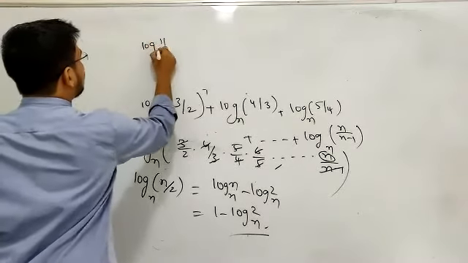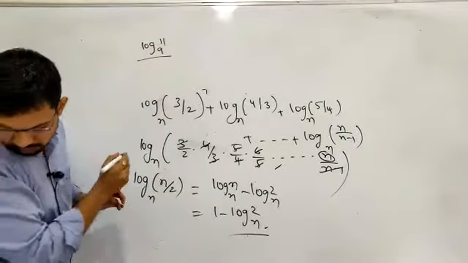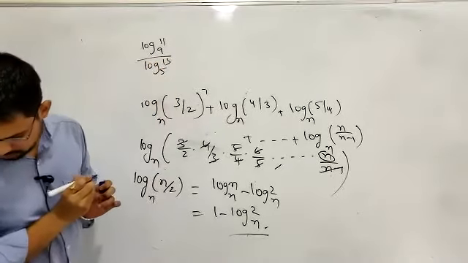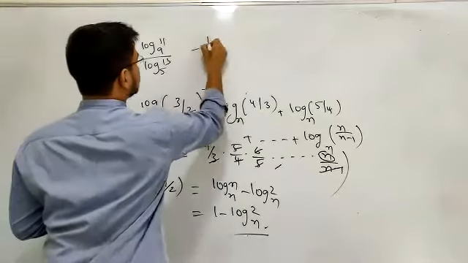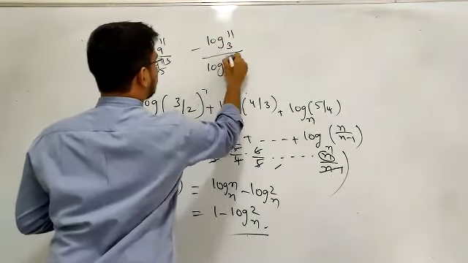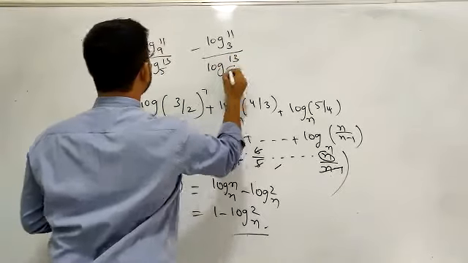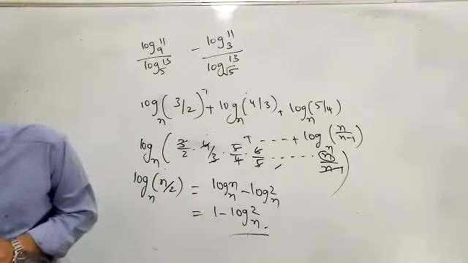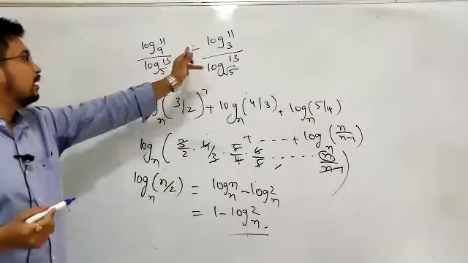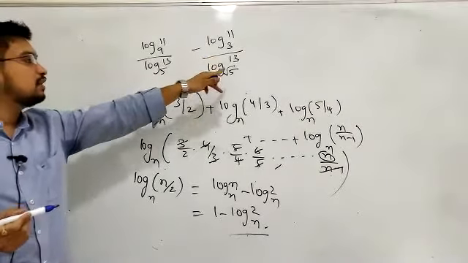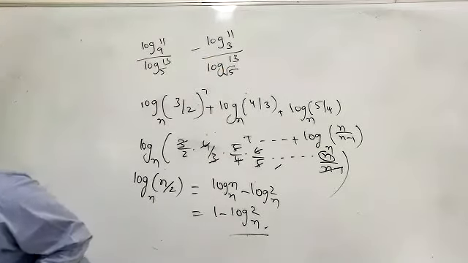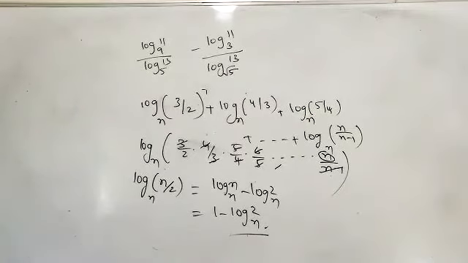Log 11 to the base 9 divided by log 13 to the base 5 minus log 11 to the base 3 divided by log 13 to the base root 5. What is the answer for this? The time for this is half a minute. The problem can be solved in half a minute.